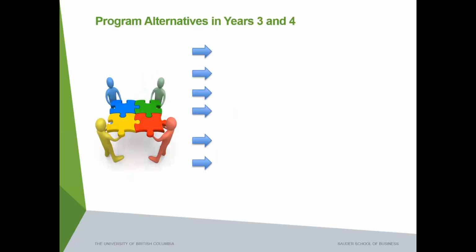So now I'm going to talk about some of the program alternatives available to you in years 3 and 4. Year 1 and 2 were pretty prescribed, with very little choice. Year 2 was mostly required foundational commerce courses, not a lot of room for electives. But in year 3 and year 4, you have a lot of space to fill with elective courses. And this is where you can now start thinking about what you want to fill those elective courses with. So there's a few alternatives here that I'm going to talk about.